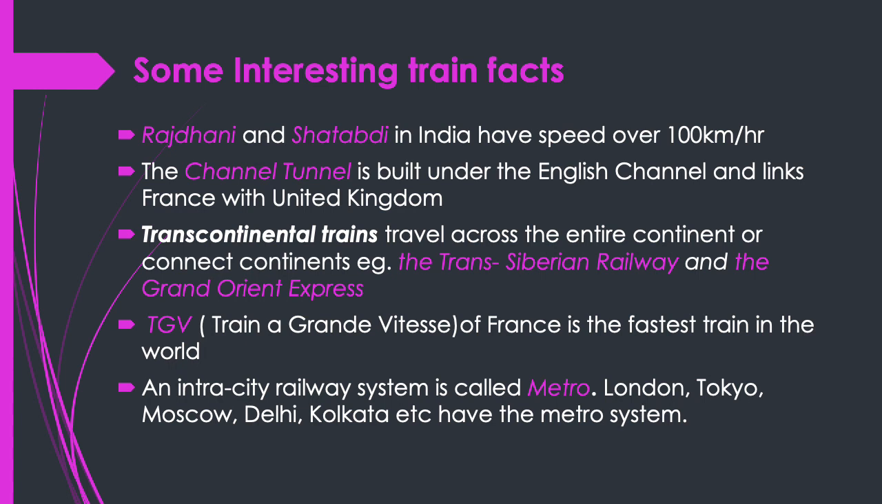Transcontinental trains travel across the entire continent or connect continents, and some examples are the Trans-Siberian Railway and the Grand Orient Express. Now, TGV is the fastest train in the world, and it is found in France. An intracity railway system is called metro. Some cities in India like Delhi, Kolkata, Mumbai, Hyderabad, Bangalore, they have metro train system, while many cities all over the world like London, Tokyo, Moscow, and many more too have metro rail.